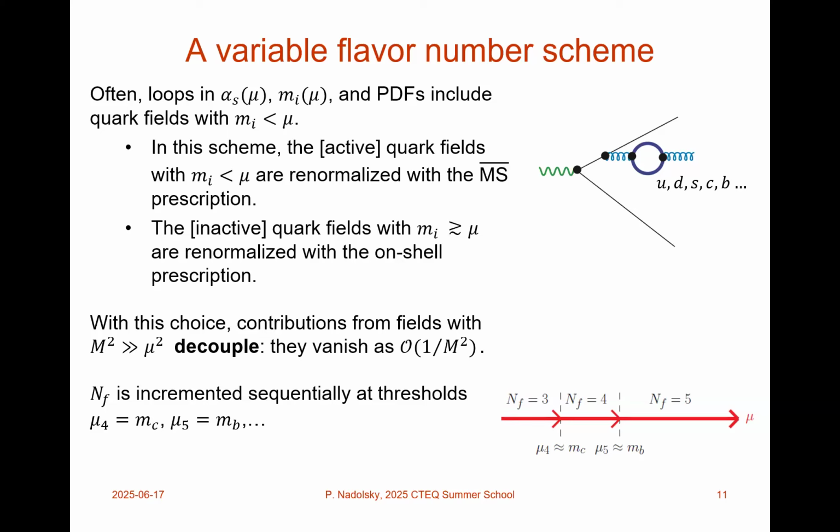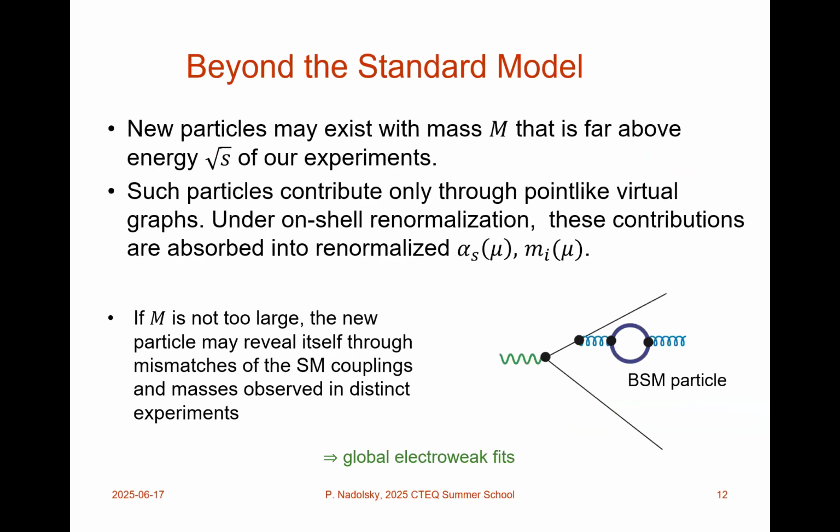Then there is a scheme which just increments this number of active flavors as we go up in mu, every time we cross the heavy quark mass threshold, mu equal to MQ. We include this new active flavor in the running of alpha S and PDF. So that's a typical scheme, which is called a variable flavor number scheme. It's the most common scheme, but very often people use something else.